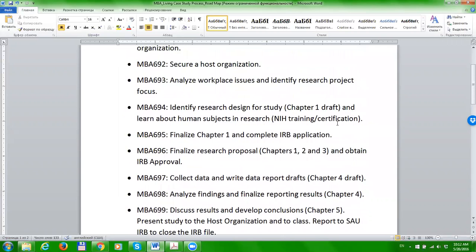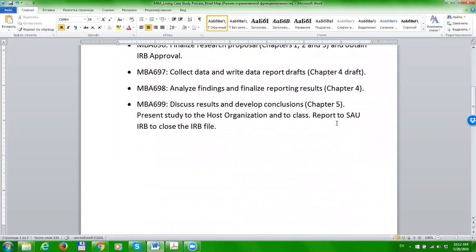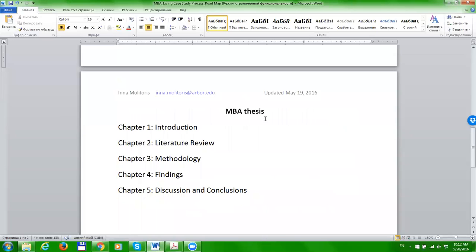By the end of the Living Case Study program, you will have an MBA thesis, and this is the outline for the thesis. It will consist of 5 chapters. Chapter 1 is introduction, chapter 2 is lit review and conceptual framework. Chapter 3 is your methodology for your research project. In chapter 4, you will discuss findings and analyze your data. And in chapter 5, you will provide the discussion of your findings and you will write conclusions.